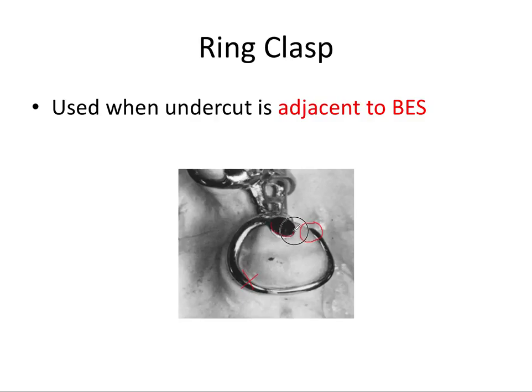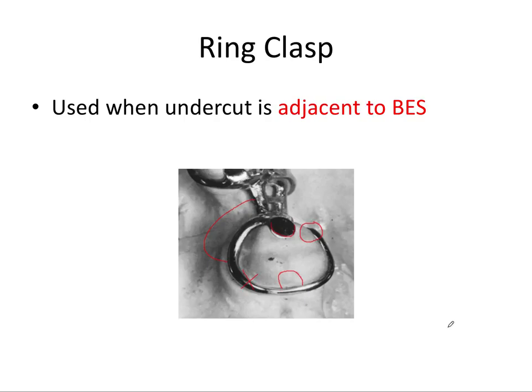Sometimes there's just the one rest here. Sometimes there's even a second rest here. And other times yet, there's an auxiliary arm that comes out from the meshwork to support this ring clasp. So it's a very interesting design, probably most commonly used for molars where you can't get an adequate undercut.